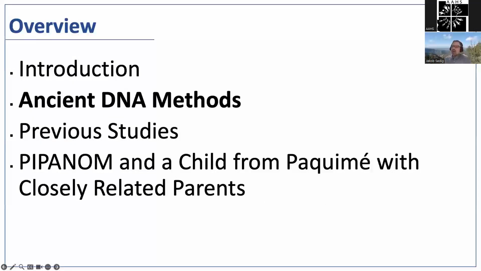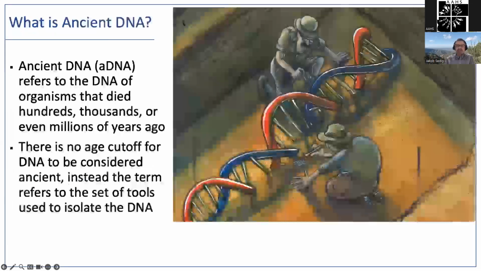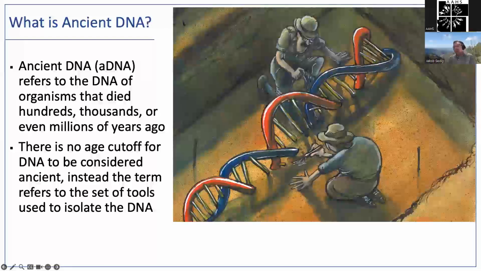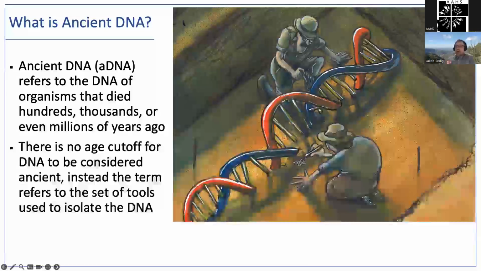So to go over some basics, some ancient DNA basics, so when I'm throwing around terms like SNPs, you'll know what I'm talking about. First things first, ancient DNA. When I use the term ancient DNA, what I'm referring to is the DNA of an organism that died anywhere from not even hundreds of years ago, tens of years ago, up to hundreds of thousands and maybe even millions of years ago. There's no true age cutoff for when DNA starts to be considered ancient.